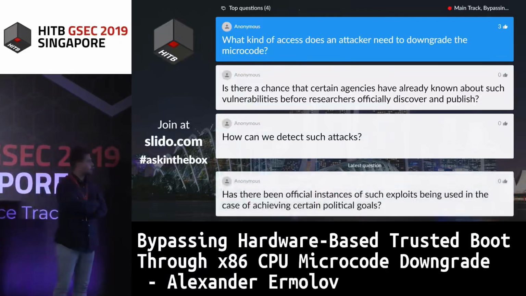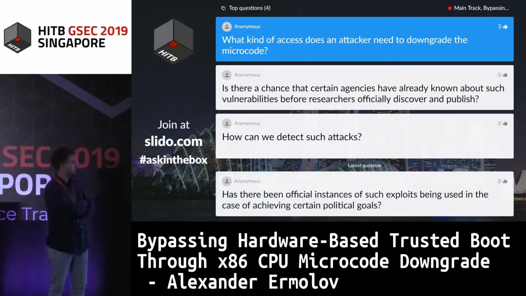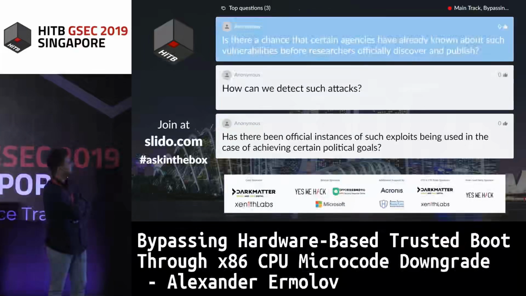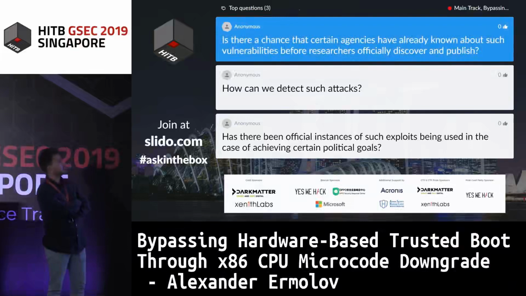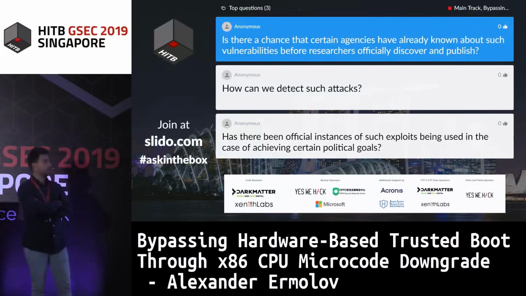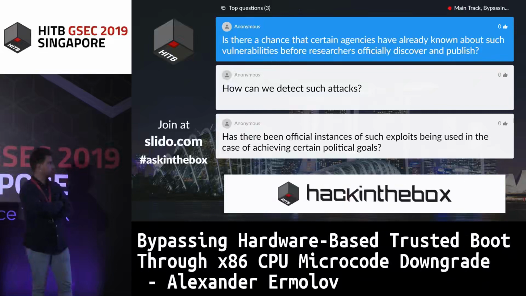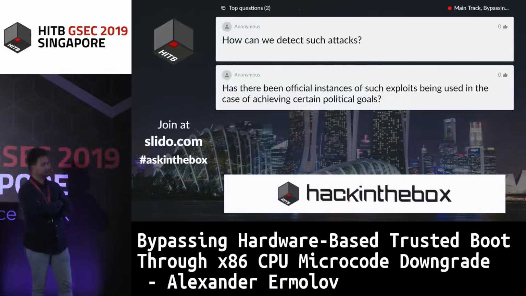Is there a chance that certain agencies already knew about such vulnerabilities before researchers officially discovered and published them? Oh, I don't really know. It's hard for me to understand this.